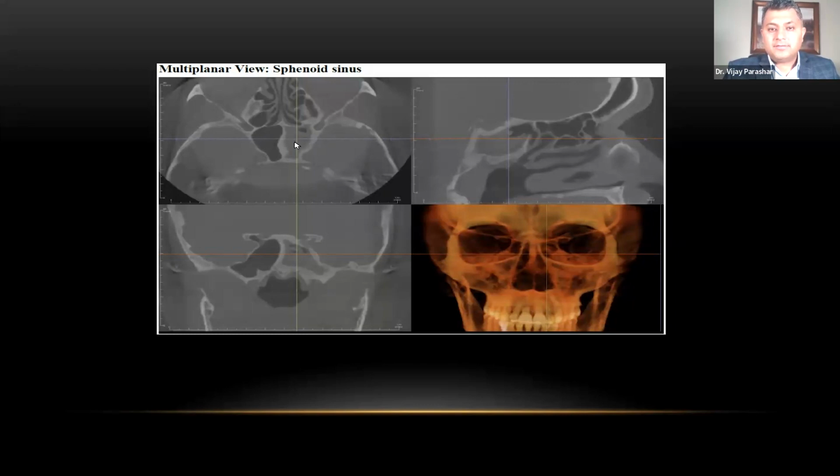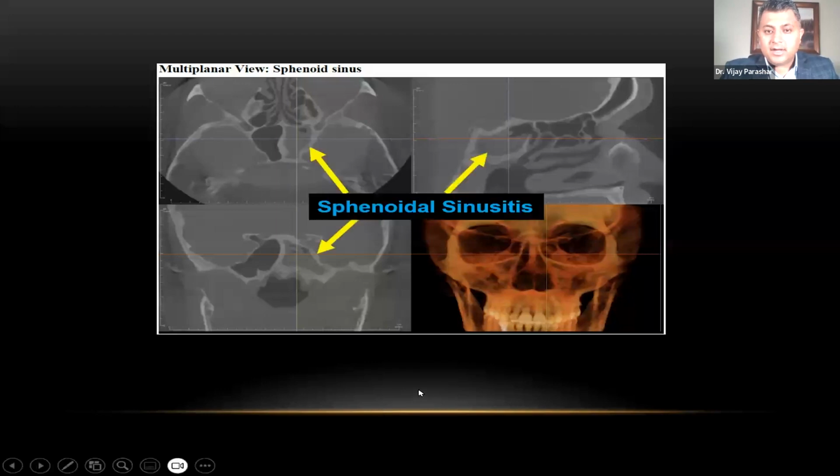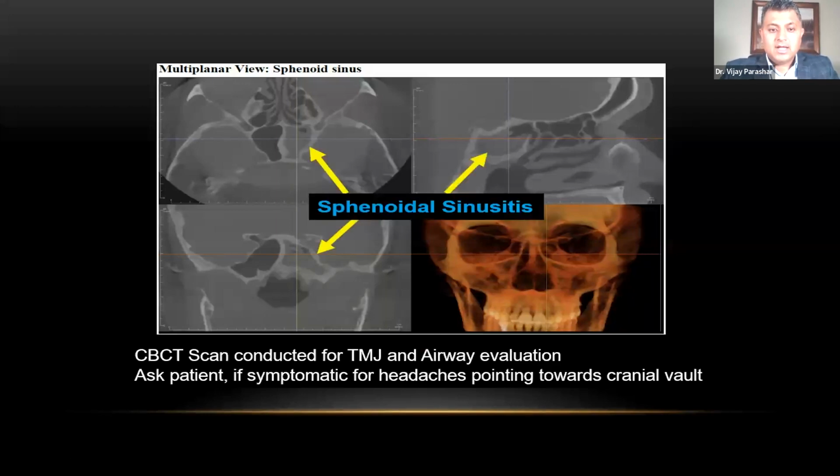But when you compare that to the left side, again, a similar sort of process is going on in the sphenoid sinus, just like the multiple cases of maxillary sinusitis that were shared with you, where we have soft tissue or fluid buildup in the sphenoid sinus. In addition, if you look at the width or the dimensions of the walls of the sphenoid sinus on the left side, they appear thickened. There is thickening of these walls. Again, all of these are signifying we have sphenoidal sinusitis, and the scan was done for TMJ and airway evaluation, and we noticed sphenoidal sinusitis.